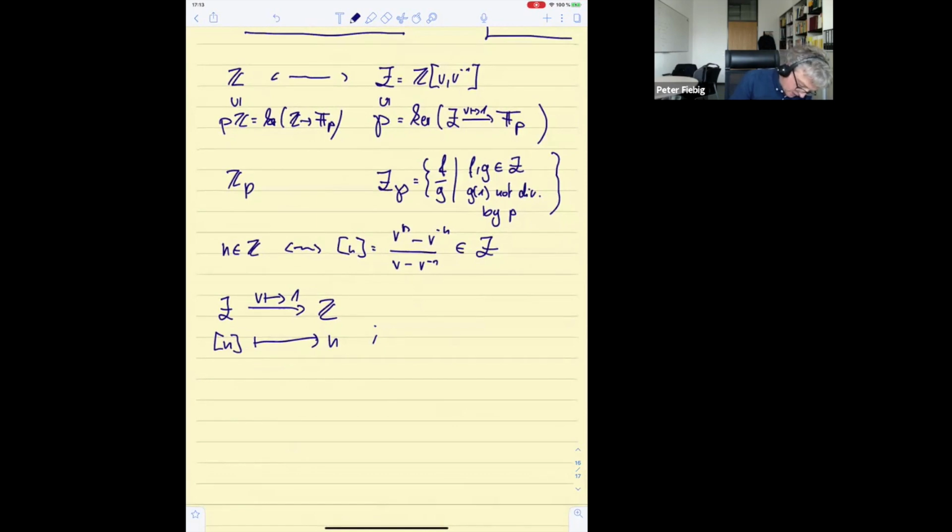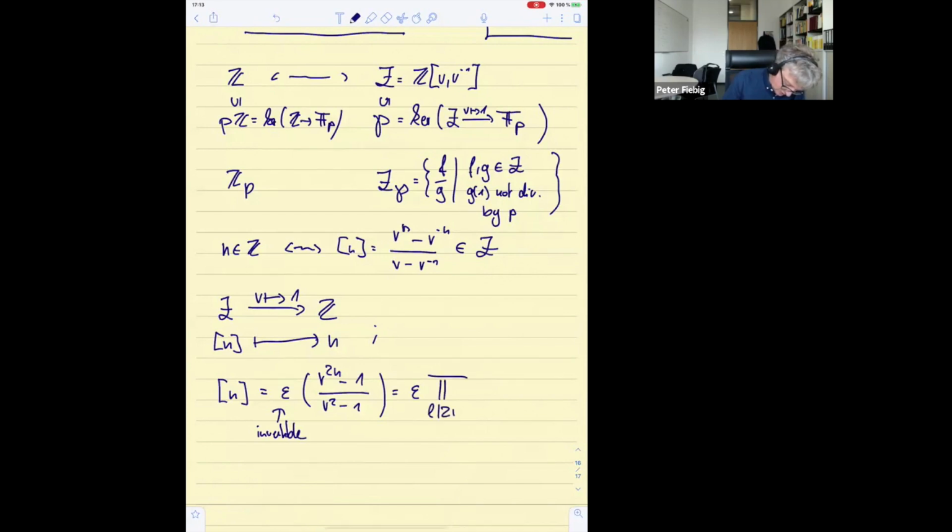Okay, so the quantum integer is something invertible times, you can rewrite it in the following way: v to the 2n divided by v squared minus 1. Very easy, so it's something invertible. Very easy calculation. And you see this splits into cyclotomic polynomials. So L should divide 2n, but not be 1 and 2. So L is bigger than 3. Then you have sigma L here, and this is the Lth cyclotomic polynomial.